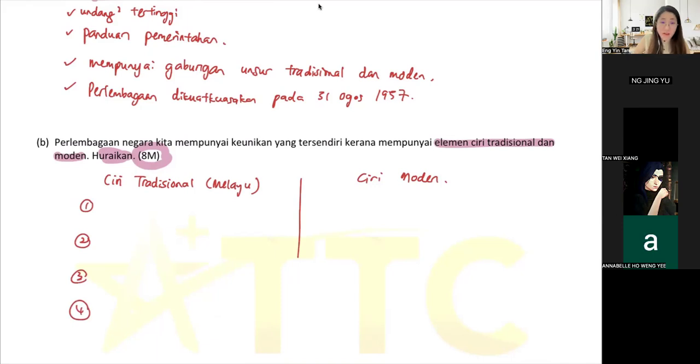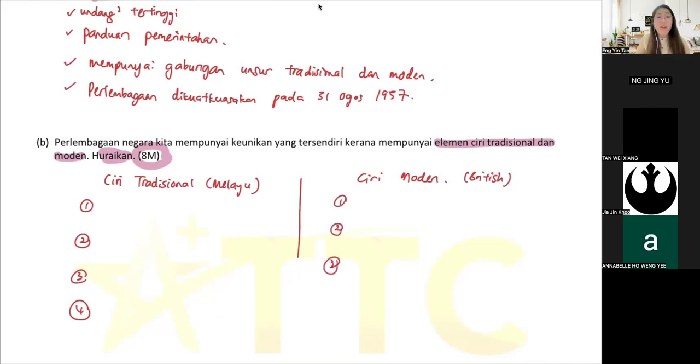And then the modern, you also need to give me. So, ciri modern got how many? Focus on British one. British brought this unsur in. So we have 3. 1, 2, 3. So guys, can I teach you something? Total, we need 8 marks only, right? 8 marks means what? Here 4, here 4. Here 4 points, here 4 points.